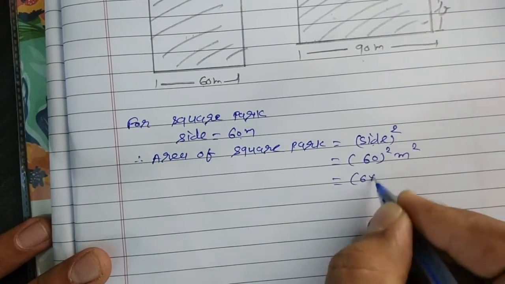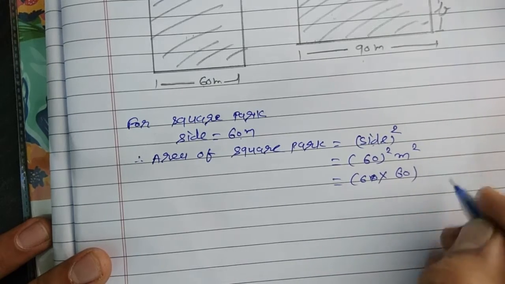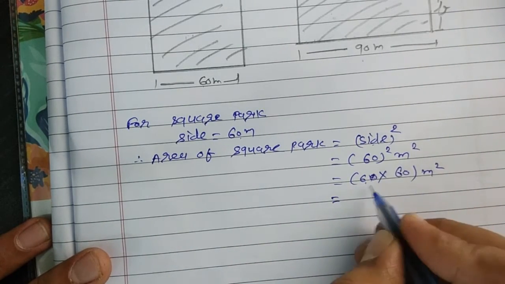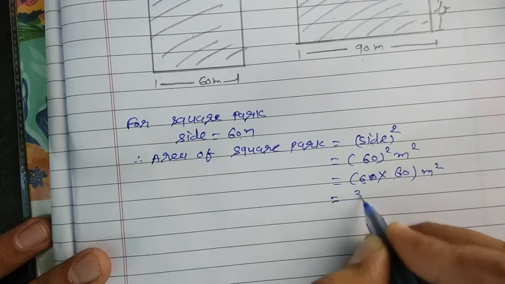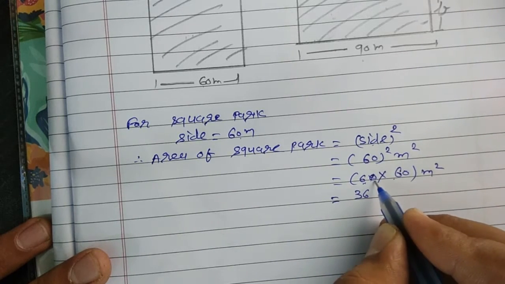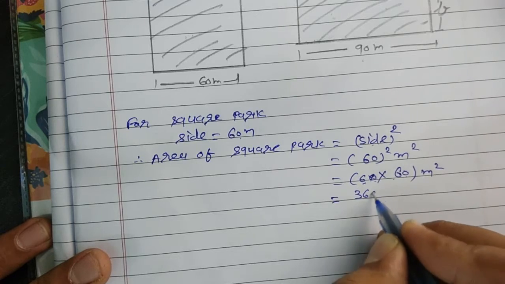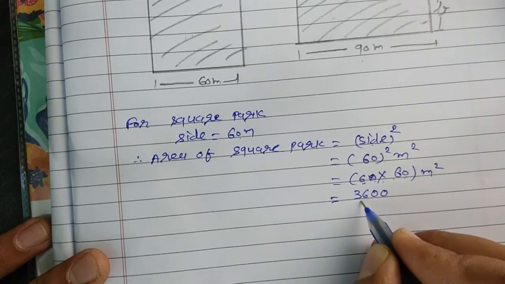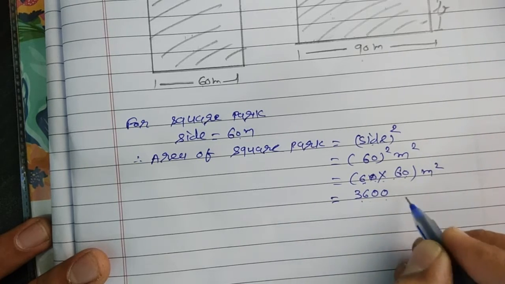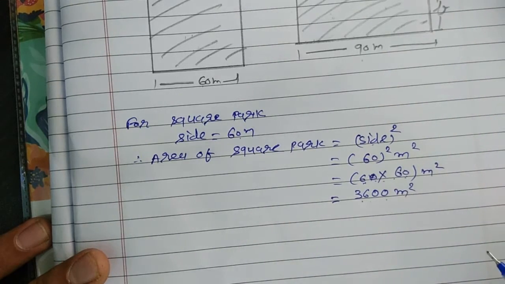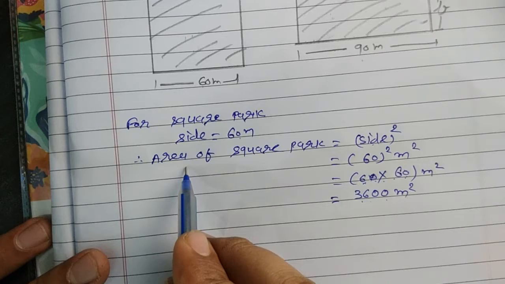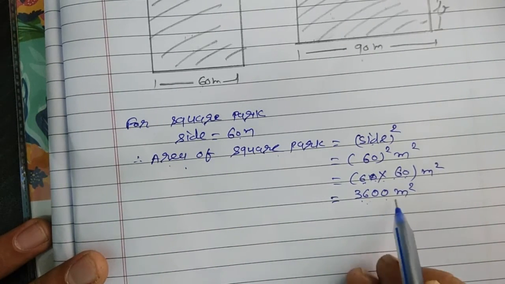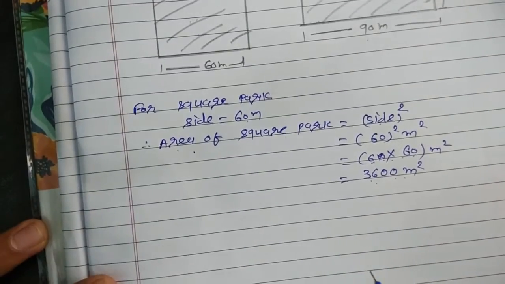60 square is nothing but 60 multiplied by 60 meter square. And what is 60 multiplied by 60? First we will multiply 6 multiplied by 6, that will be 36, and this 0 and this 0 will come afterwards. So 60 multiplied by 60 will be 3600 and the unit will be meter square. So here we got the area of the square park is 3600 meter square.